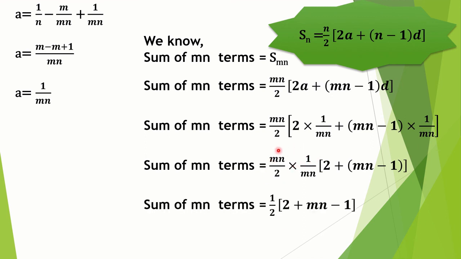So over here we are left with 1 by 2. Now this bracket can be opened to get mn minus 1. Again, 2 minus 1 is 1. So ultimately we are getting 1 over 2 in bracket (1 plus mn), which is our required answer. It means the sum of mn terms is equal to 1 by 2 in bracket (1 plus mn).